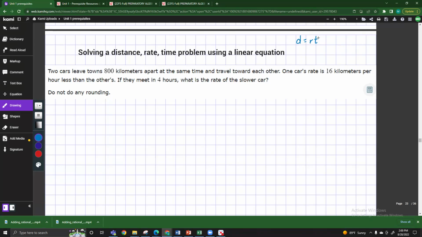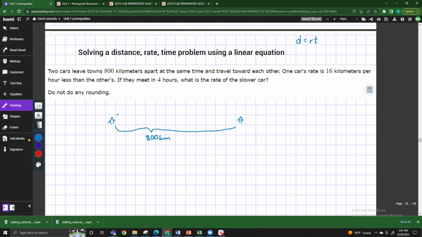All right, so we have word problems. Yet again, I do it sentence by sentence and try to make sense of what we have. Knowing that it's a distance, rate, and time problem, I'm going to use that formula. All right, so two cars leave towns 800 kilometers apart. Okay, so we have this town here, this town here, and the distance between them, total distance, is 800 kilometers. So they're leaving at the same time.